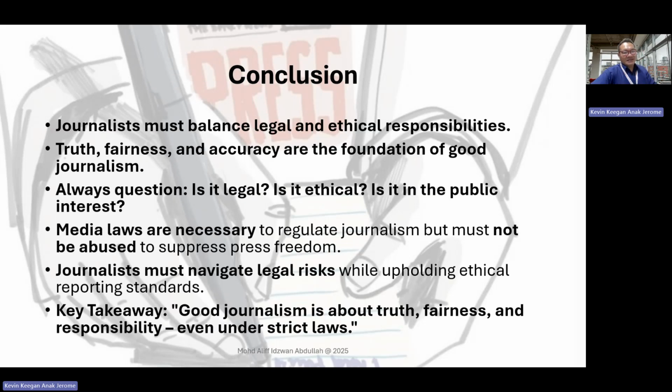Now, conclusion: journalists must balance legal and ethical responsibility. Truth, fairness, and accuracy are the foundation of good journalism. Always question whether it is legal, ethical, or in the public interest. Media laws are necessary to regulate journalism but must not be abused. Journalists must navigate legal risk, and good journalism is about truth, fairness, and responsibility, even under strict laws. Right?